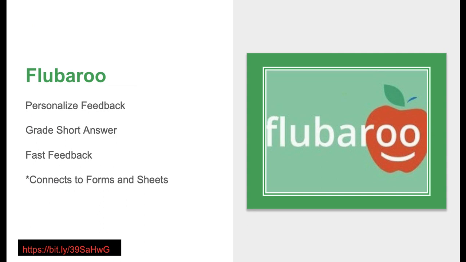Flubaroo is a really great place to give feedback. It provides a place for short answers to grade short answer questions quickly and independently, question by question. It gives fast feedback. It connects with forms and sheets, and it also allows a place where it says like optional personalized feedback. So you could potentially give every single student in the class their own specific feedback on one assignment, and you do it from a spreadsheet, which just makes the workflow much, much easier.